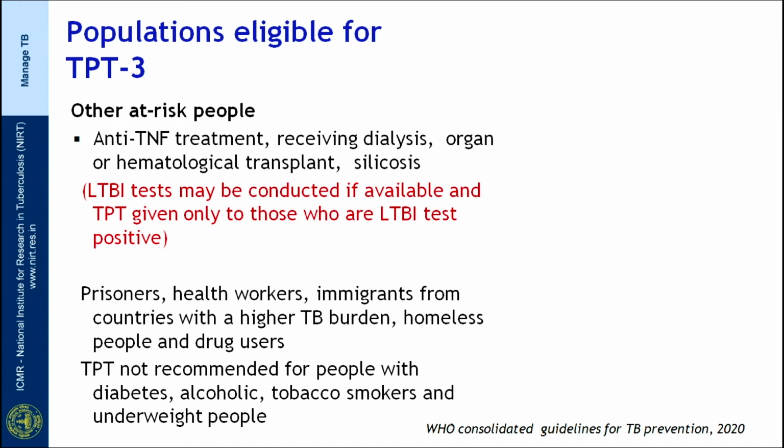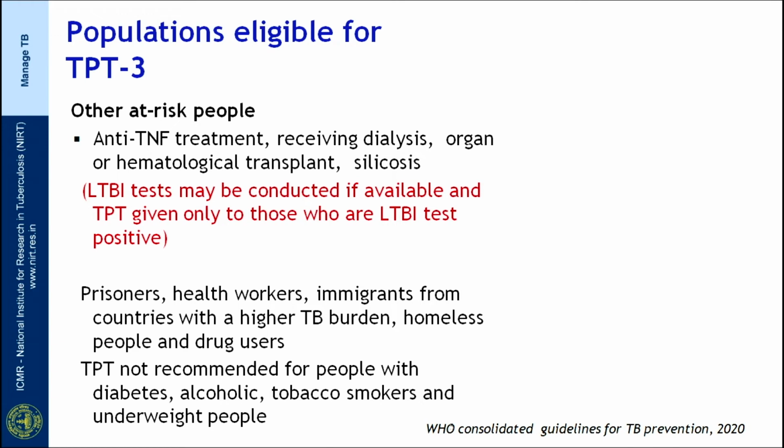The next population subgroup who are eligible for TB preventive treatment are other at risk people. These are people who are on tumor necrosis factor alpha treatment, who are receiving dialysis, people who are undergoing or who have undergone organ or hematological transplant, and people with silicosis. In these individuals, LTBI tests may be conducted if available and TPT given only to those who are LTBI test positive, but if LTBI tests are not available in the setting, then these people can also be given TPT without an LTBI test.